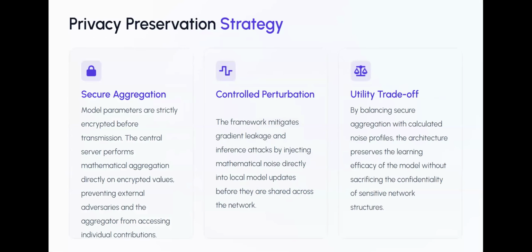Privacy is the key advantage of our framework. Before the model updates are transmitted, they are encrypted using a secure aggregation technique. Additionally, carefully controlled mathematical noise is added to the updates to prevent gradient inference attacks. So this protects confidential network information while maintaining high detection accuracy.